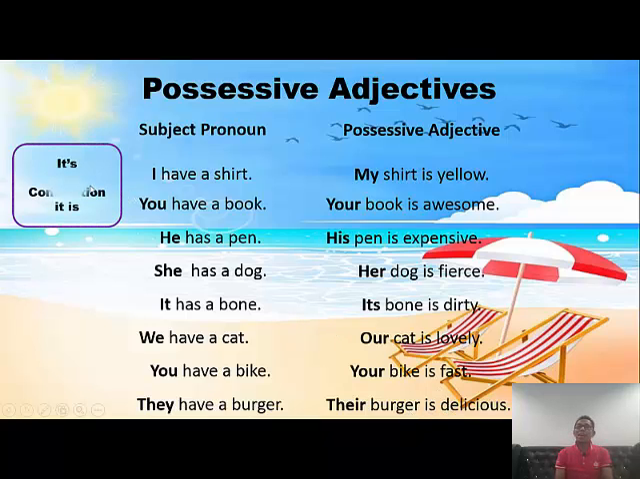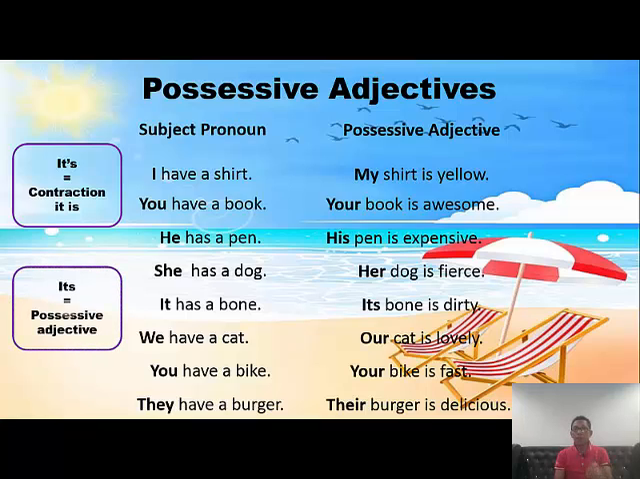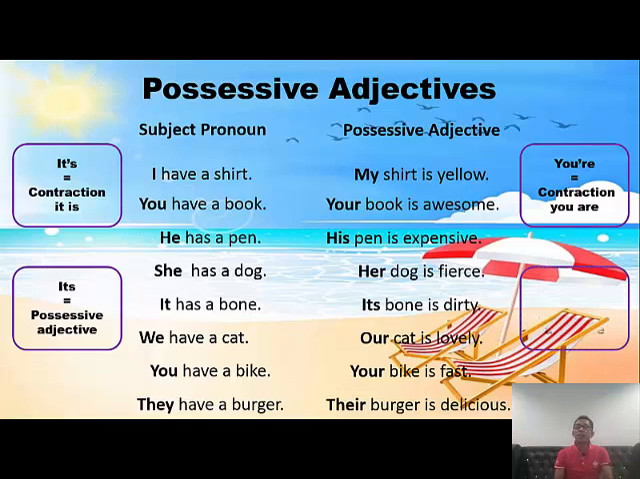So still remember that it's is also a contraction from it is, right? So it with apostrophe s is the contraction of it is. Now remember, do not get confused. There are two that you have to remember for these possessive adjectives, because they sound the same. One is its, the possessive adjective of it. And another one is your. You're also sounds the same, and it is the contraction of you are. And this one, your, is the possessive adjective.